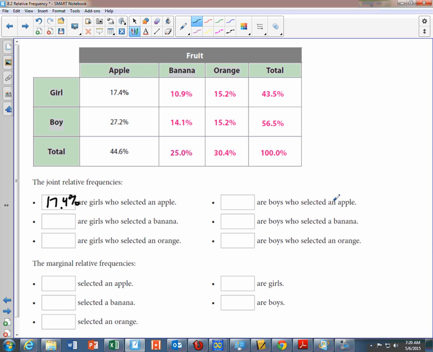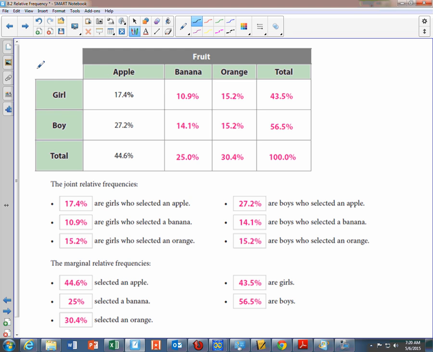What about the boys who selected an apple? Well, that's going to be boys who selected an apple is 27.2%. And yes, you need to put the percent symbol on. Okay? Notice it's in all those spots. Go ahead and fill in the rest of those boxes, and I'll show you the answers in a second. Okay? And when you fill in all those boxes, it should look like that. If you need to pause the video to correct your boxes, go ahead and do so.